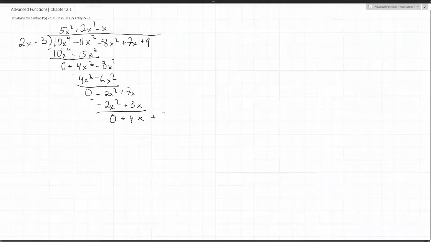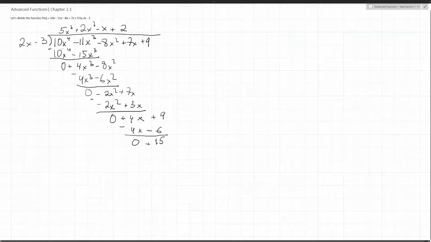We'll bring the next term down, and now we'll perform our last step, which over here should be 4x, because 4x divided by 2x is 2, so we'll write down plus 2. Since we have plus 2, we do 4x and then negative 3 times positive 2, and we get negative 6. And over here, we finally get 0 and then plus 3. Or actually, no, we get plus 15 because this is negative and that's a negative, so they make a positive.